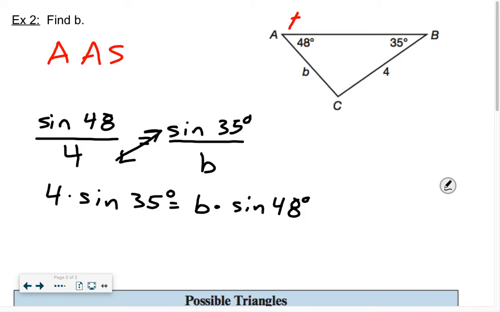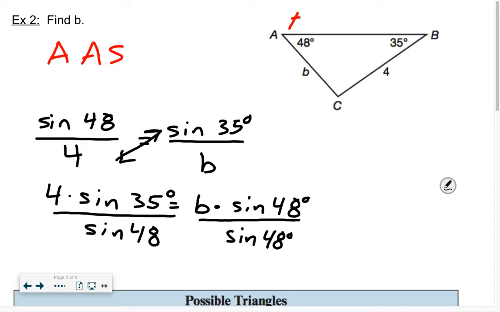And again, I'm solving for B. So what I have to do is divide both sides by the sine of 48. And while this looks messy, just understand the sine of 35 is just a number. And the sine of 48 is just a number. It's an irrational number, probably, but our calculator can handle it. Let's make sure we can do this. 4 times the sine of 35 divided by the sine of 48.